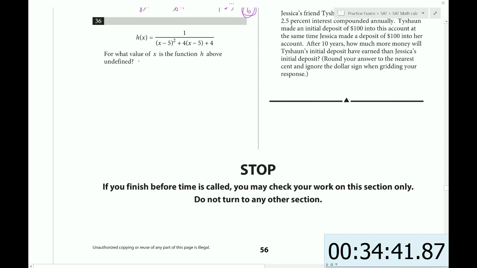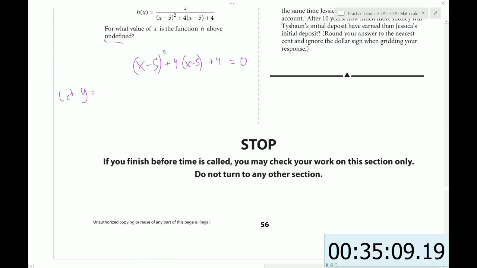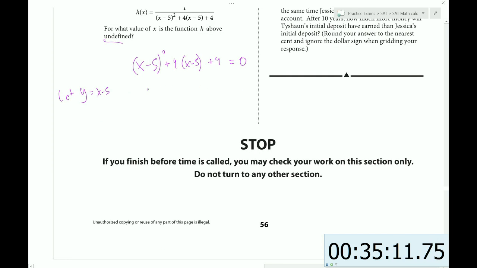For what value of x is the function h above undefined? Okay, so we have to set the denominator equal to 0. So x minus 5 squared plus 4 times x minus 5 plus 4 equals 0. Okay, so let's see. Here's one way we could do it. We could let y represent x minus 5, right? Then we can do a substitution here. So this would be y squared. This would be 4y. Then we could factor with y.